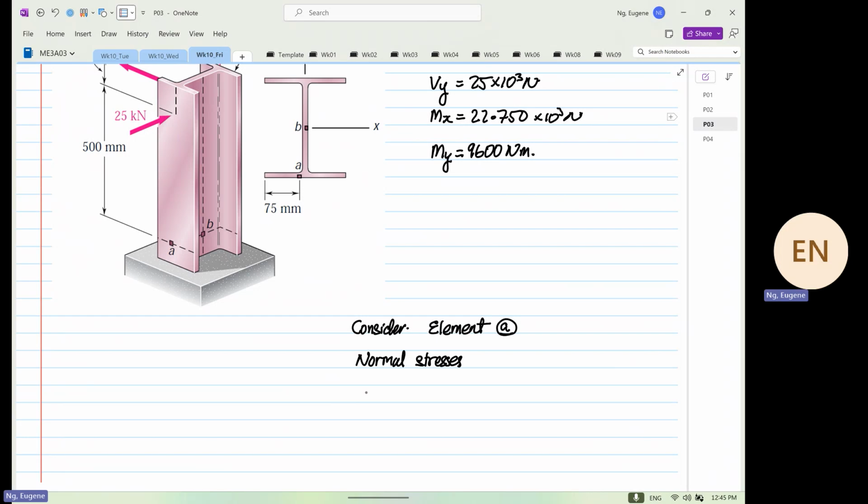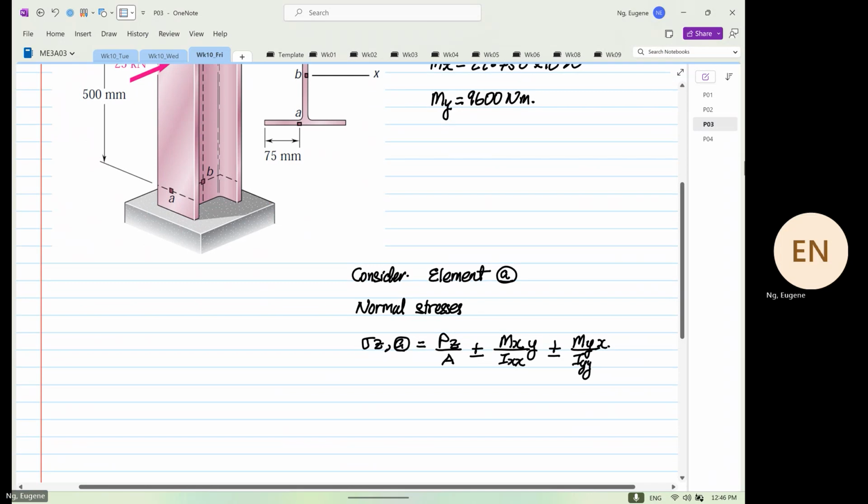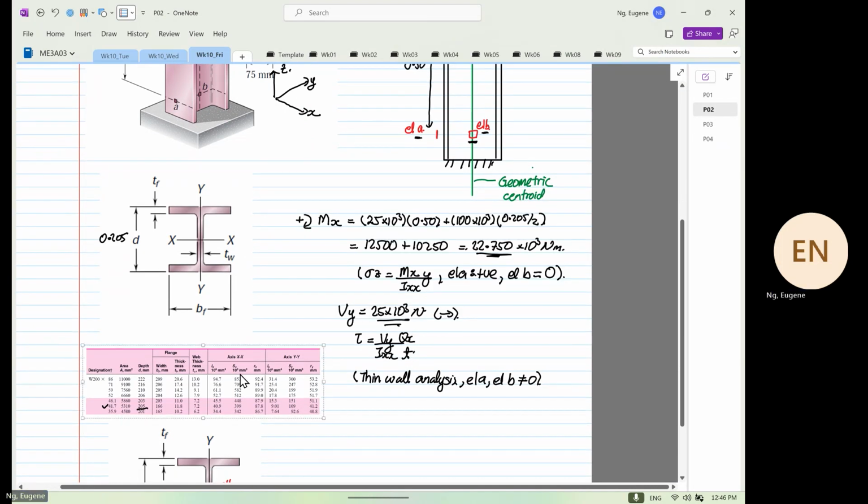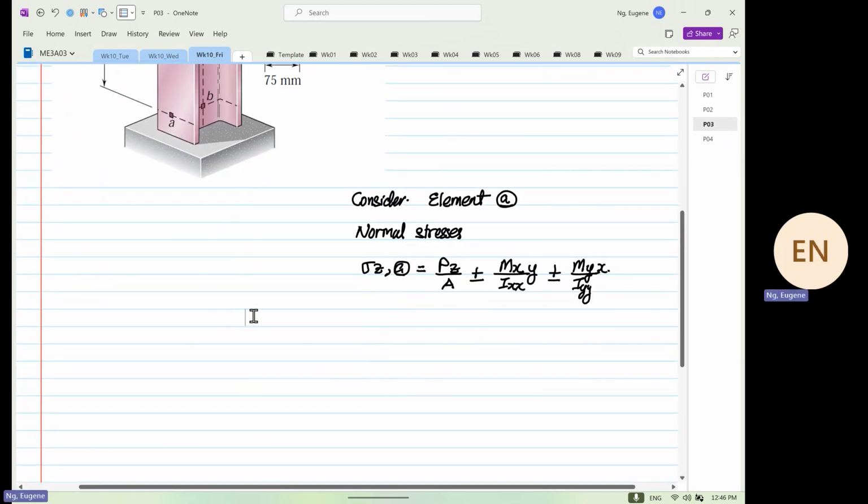The normal stress formula is: stress Z at point A is equal to PZ over A, plus or minus MX over IXX multiplied by Y, plus or minus MY over IYY multiplied by X. So we will need the geometry information of this.